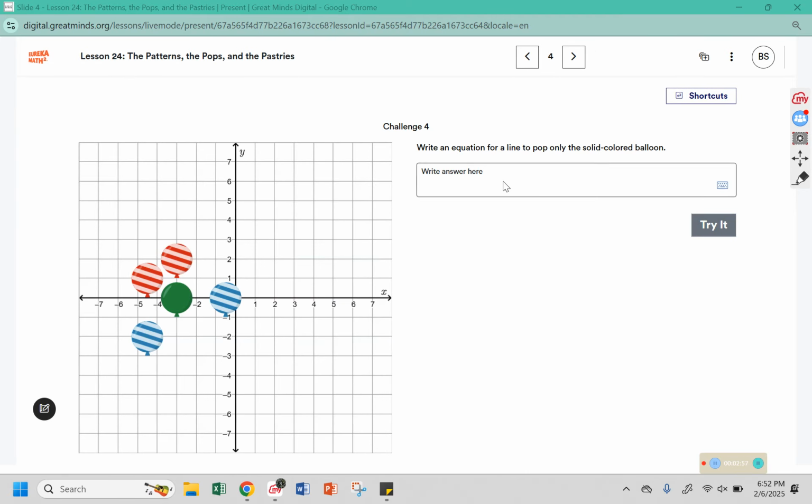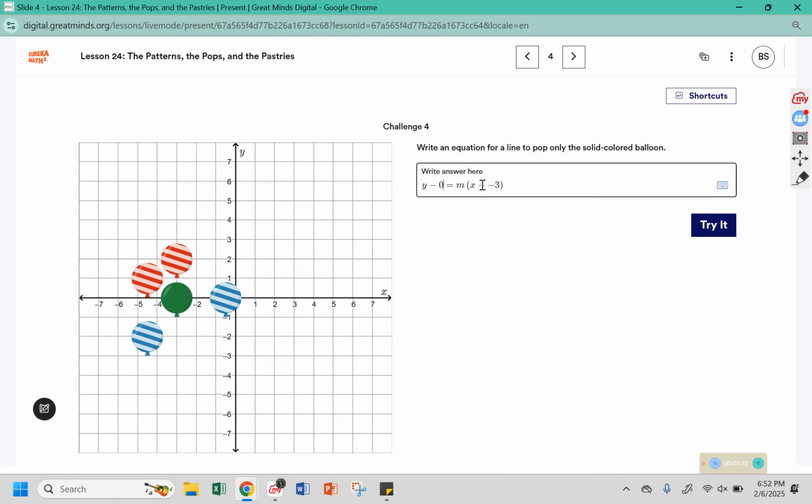Write an equation for a line to pop only the solid color balloon. So in this one, it might be easier to use the point slope form instead of the slope intercept form because we don't have the y-intercept given to us in the form of a balloon. So here, the point that I want to intersect is this point -3, 0. So the x value is a -3, and the y value is a 0.